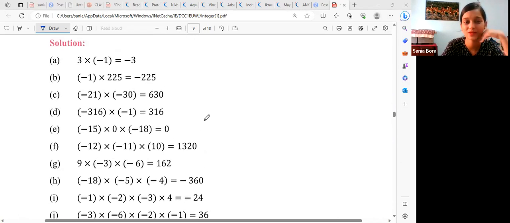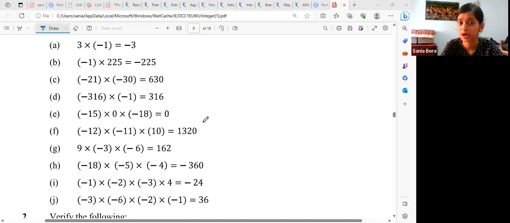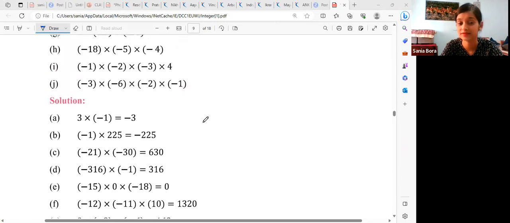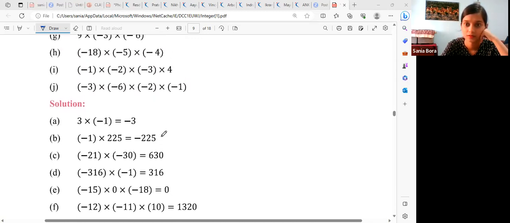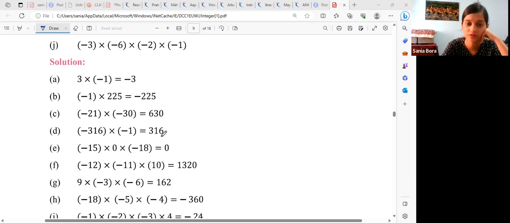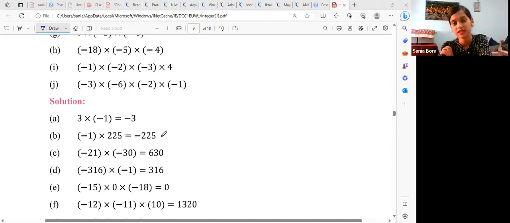Okay. So the first one is minus 3. B is minus 2 to 5. Tell me yes or no. C is minus 6, 3, 0, D is 3, 1, 6, E is 0, F is minus 1, 3, 2, 0. G is minus 140, H is 360. G is wrong. Do it again.